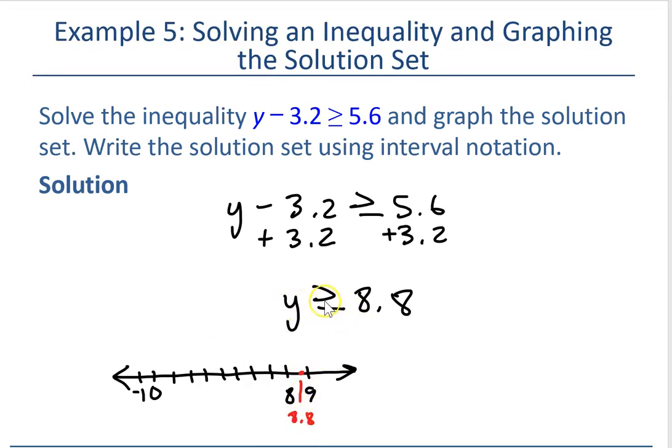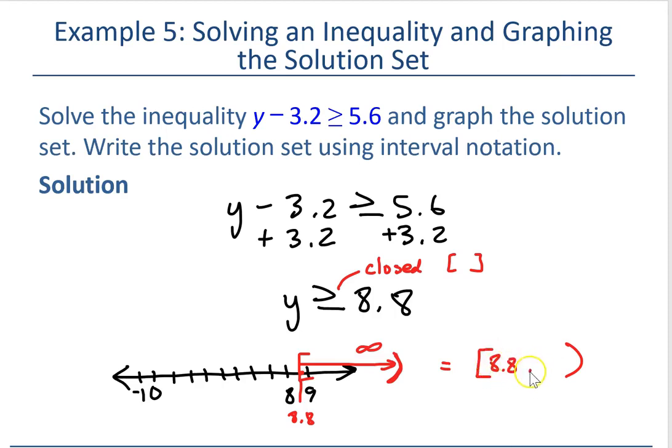It says y is greater than or equal to. The moment you see equal to, that's going to be closed, which means you're going to have brackets. Greater than means I need a bracket going in that direction, the positive infinity direction. So it's going to look like that. And remember, infinity we can never equal, so we close that off with a parenthesis. Once you graph it, you have your interval notation. Put down your bracket, your 8.8, your comma, and then infinity going in the positive direction. It's literally just as simple as that.